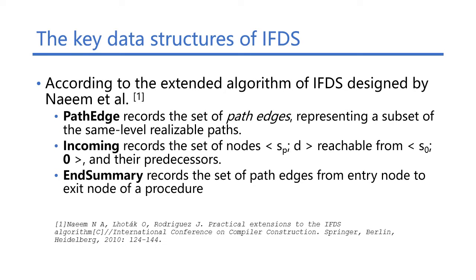According to the extended algorithm of IFDS, path edge records the set of path edges, representing a subset of the same-level realizable paths. Incoming records the set of data flow facts generated at the entry node of a procedure and their predecessors. And summary records the set of path edges from the entry node to the exit node of a procedure.